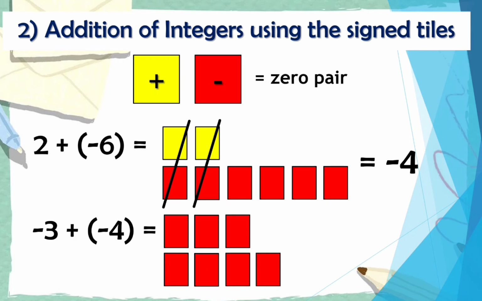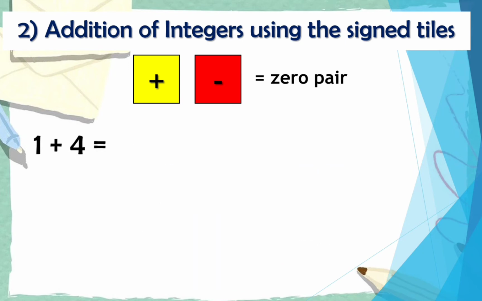So, ngayon, tignan natin yung set of tiles na meron tayo from negative 3 plus negative 4. Meron ba tayo diyang magiging zero pair? Isang yellow at isang red na magiging zero? Wala. Kasi lahat yan ay red. O dahil wala, that is already the answer. So, let's count all the red tiles na meron tayo. So, 1, 2, 3, 4, 5, 6, 7. So, ang sagot natin ay 7 red tiles or negative 7.